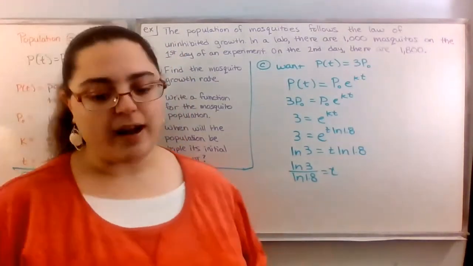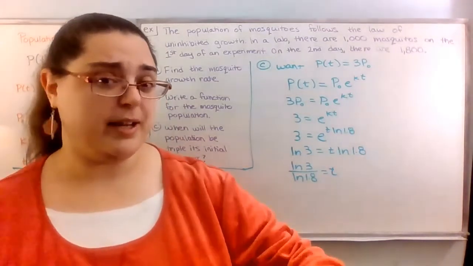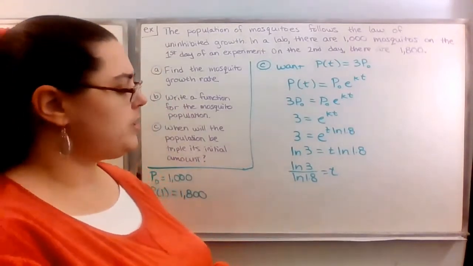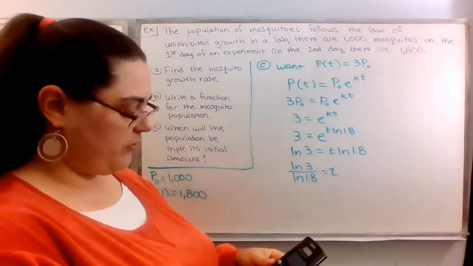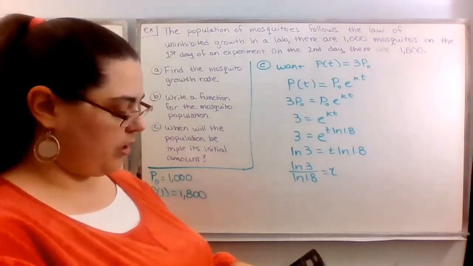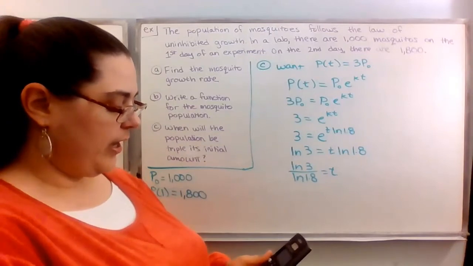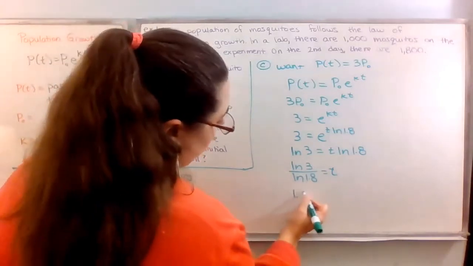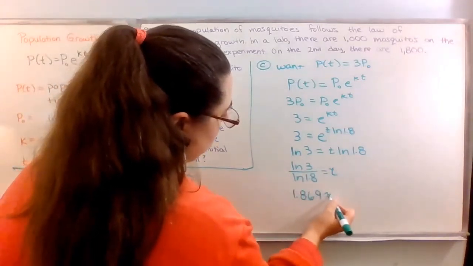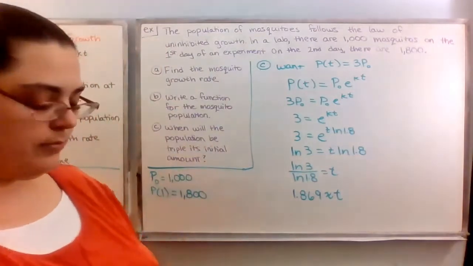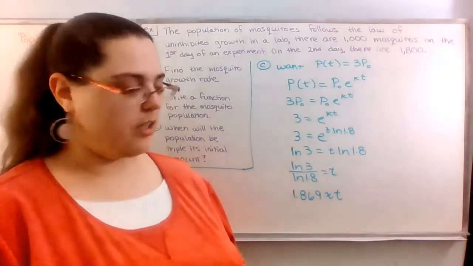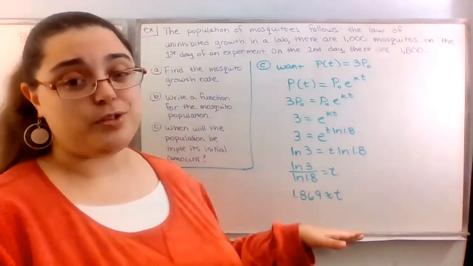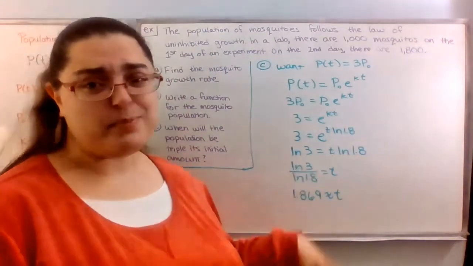Now, again, they didn't tell us to round here, but let's get an estimated value here. Let's round it maybe to the nearest day, I suppose. So we're going to do the natural log of 3 over the natural log of 1.8, and that's going to give me about 1.869. So 1.869 is approximately equal to t. So what this means is this population of mosquitoes is going to be triple its initial amount before 2 days are up. I'm kind of suspicious of that.